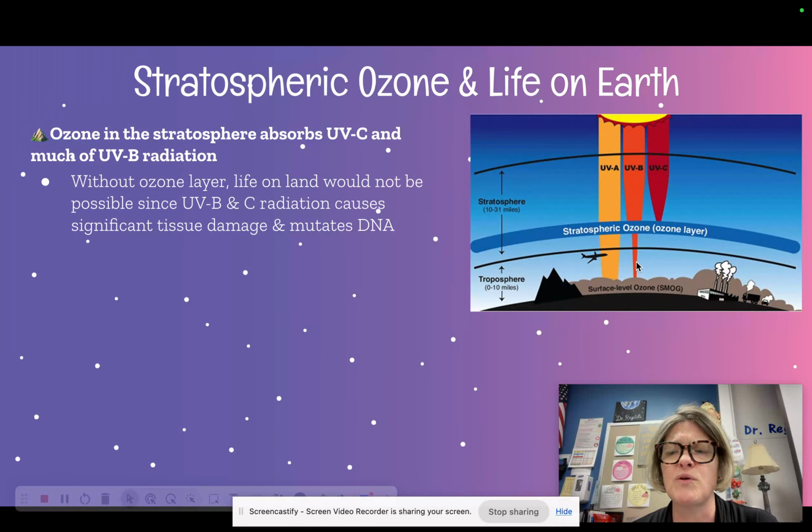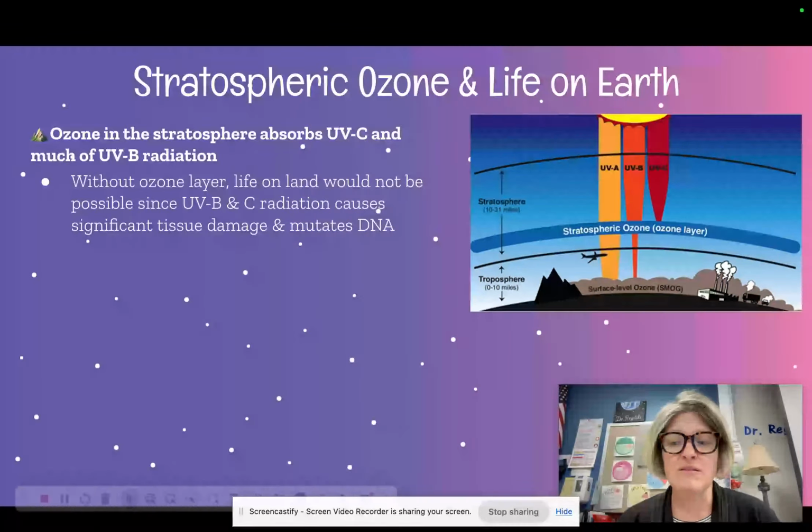And we just get a small portion of the UVB radiation that's coming from the sun. So this is actually really important because if we did not have the ozone layer absorbing this radiation, we wouldn't have life on our planet. The reason being is that UVB and UVC radiation cause significant tissue damage and it mutates DNA. UVC is actually the most dangerous UV radiation that comes from the sun, and UVB is next, and then UVA is still harmful, but it's not as dangerous as the others.